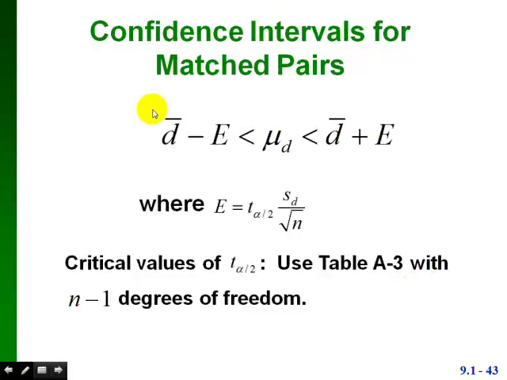And if we're doing confidence intervals, then the d bar is our point estimate, since that comes from our sample. So we're taking that, figuring our margin of error, and subtracting it and adding it.